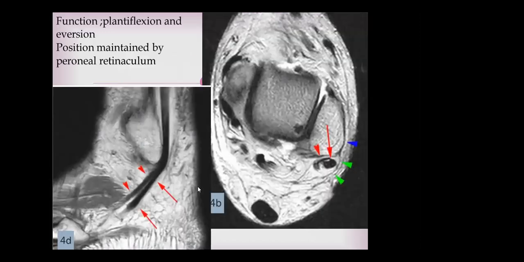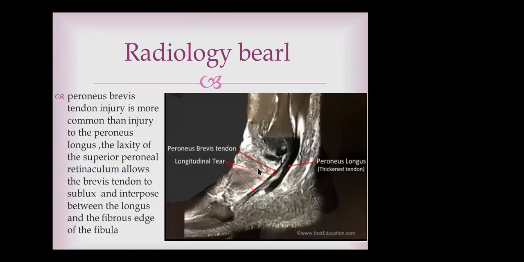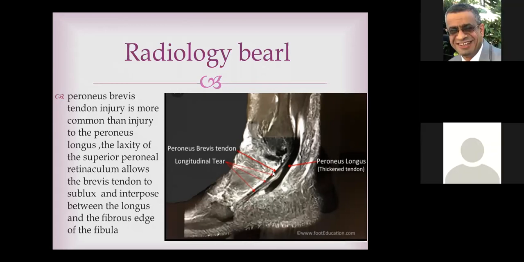This is an MRI sagittal view that shows the lateral malleoli, and this is the peroneus brevis anteriorly, and this is longus. And this is also an axial section posterior to the lateral malleoli. It's responsible for plantar flexion and eversion and maintained by the peroneal retinaculum. Radiology view: trauma is usually more in the brevis than the peroneus longus. And as we see, this is a longitudinal tear in the peroneus brevis.